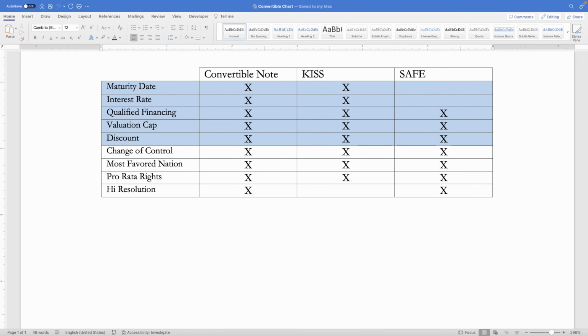So I've highlighted in blue the categories that I think are the most important. Maturity date and interest rate, they work together, and they're the biggest difference between a convertible note and a SAFE. Because it mimics debt, even though it isn't debt, what it basically means is that it will convert at the maturity date. So if you have an 18-month maturity date, then it says that in 18 months, the security will convert into equity in the later company. And the interest rate is just that, paying interest on it.